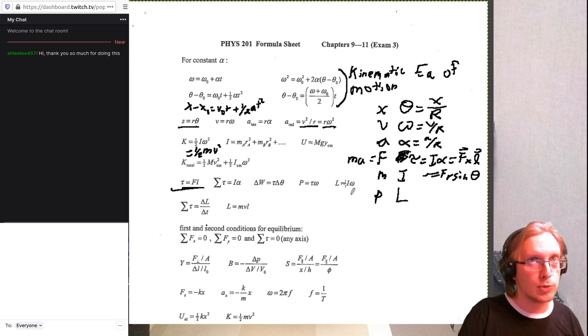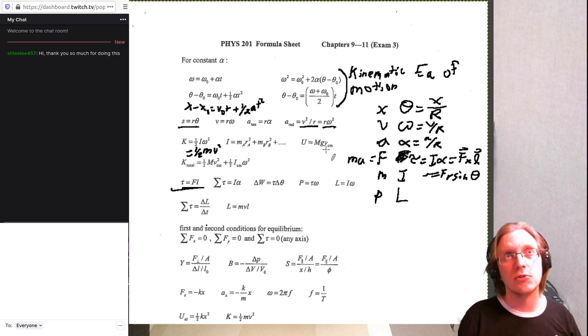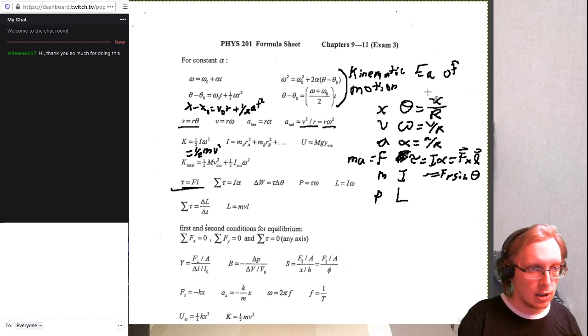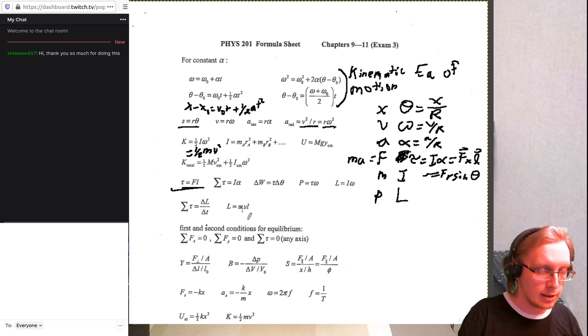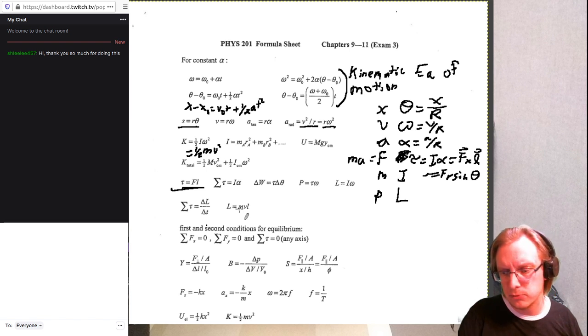So this is angular momentum for an object with a finite size rotating around some point that's proximate to itself, like disks and spheres and such. Whereas this moment of inertia, this angular momentum here, is for like a particle going around a thing, like say the moon going around the Earth, or the Earth around the sun.